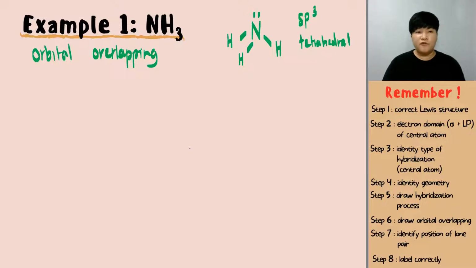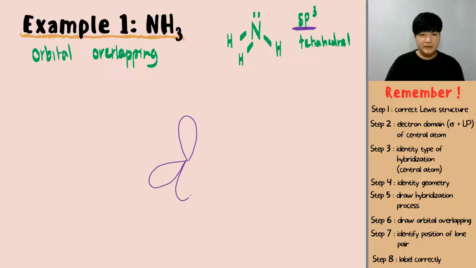Alright, so for the orbital overlapping, we always start with the central atom. Your central atom is your sp3 hybridized orbital in the shape of tetrahedral. I hope you can draw better right now. And make sure you label them. That is my nitrogen, which is my sp3 hybridized orbital. Put that down. Make sure you draw and then you label.